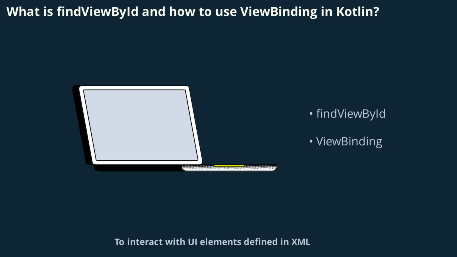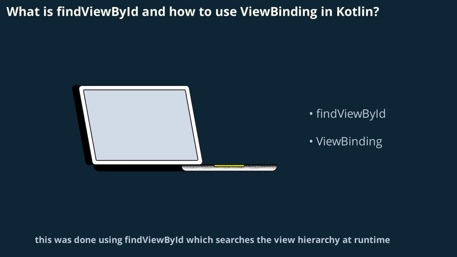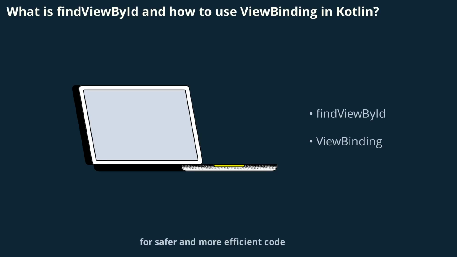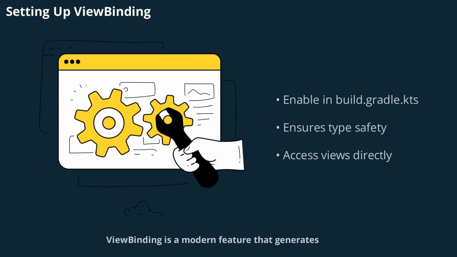To interact with UI elements defined in XML, you need to reference them in your Kotlin code. Traditionally, this was done using findViewById, which searches the view hierarchy at runtime. However, this method can be slow and error-prone, especially in complex layouts. Modern Android development recommends using ViewBinding for safer and more efficient code. ViewBinding is a modern feature that generates a binding class for each XML layout file.